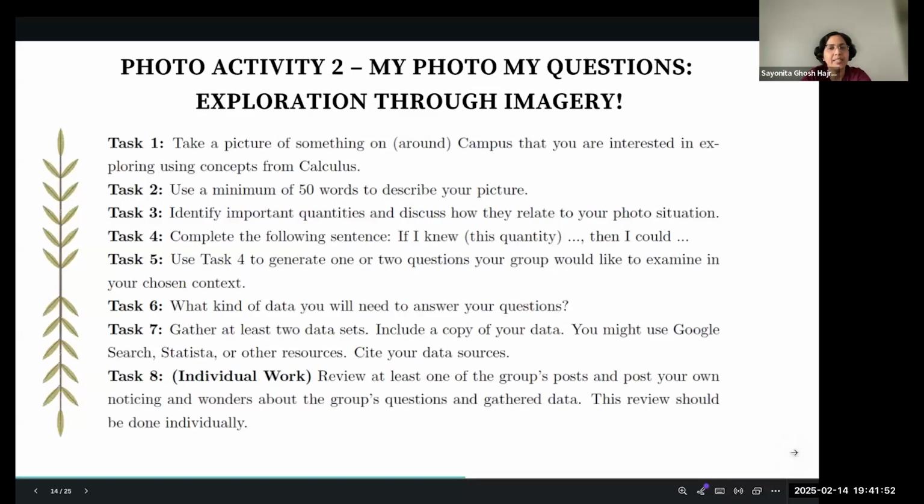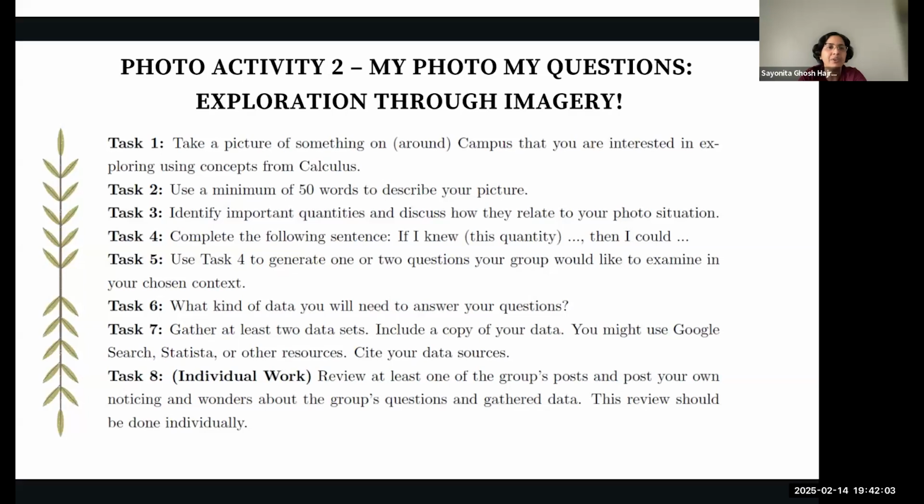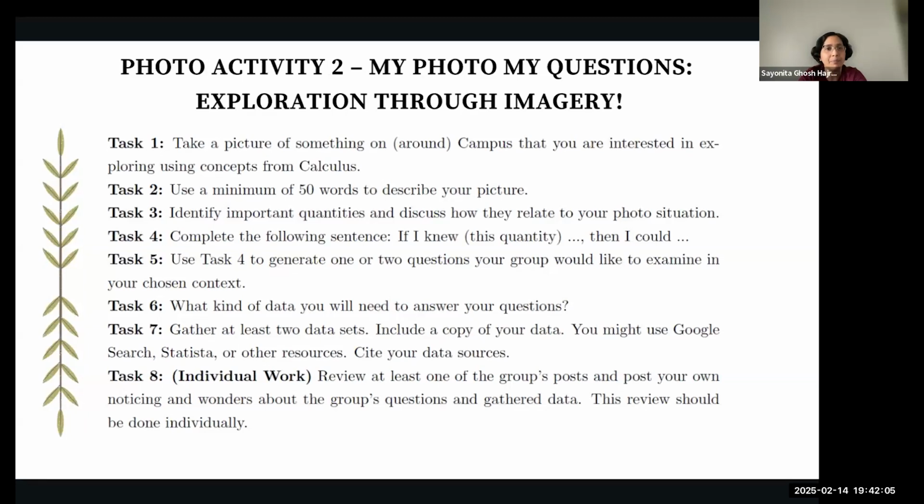Next, I will show you the detailed task that was shared with students. So as I mentioned, students took a picture around campus. Then they were asked to describe the picture using about 50 words.